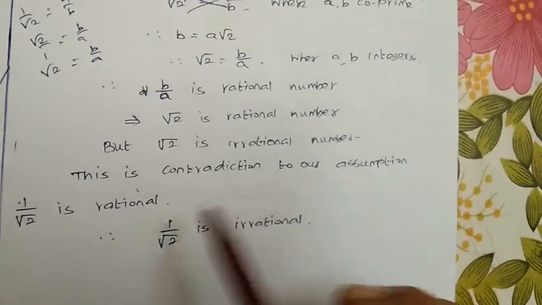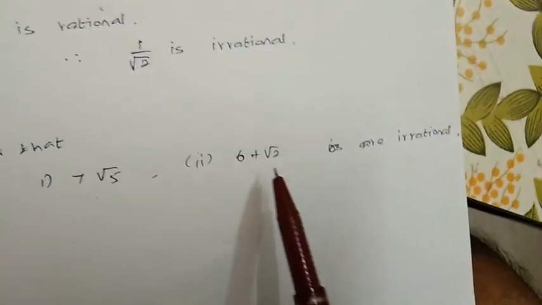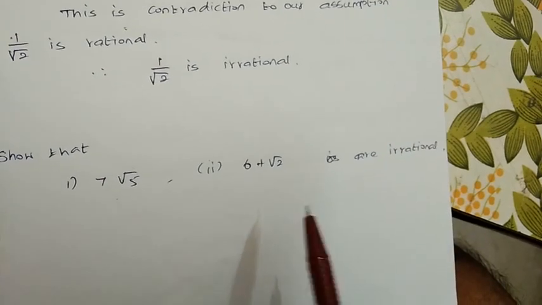So this is a contradiction to our assumption. 1 by root 2 is rational, therefore 1 by root 2 is irrational. Using this you can prove 7 root 5, 6 plus root 2 is irrational number.